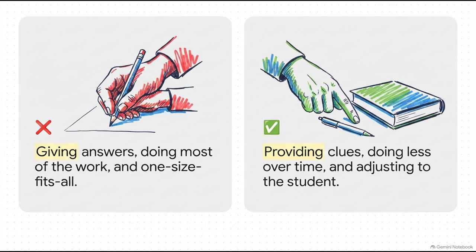The wrong idea is doing most of the work. The right idea is doing progressively less work over time. And critically, the wrong idea is treating support as some one-size-fits-all Band-Aid. The right idea is constantly adjusting your support to fit each individual student's developmental state.